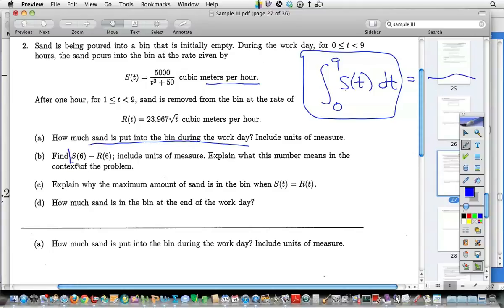Now, big S minus big R. What'd you say there? Explain what this means. Well, big S of 6 would be what?